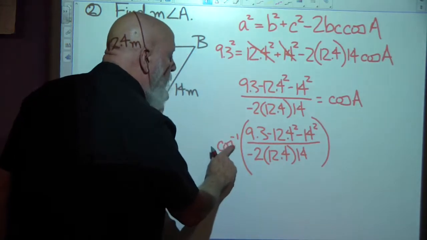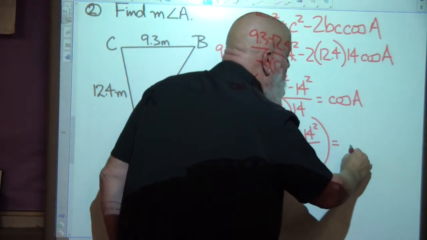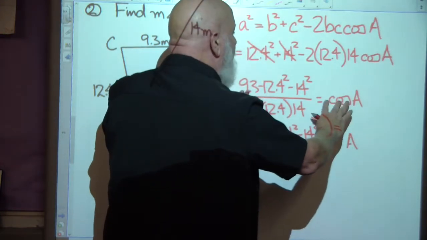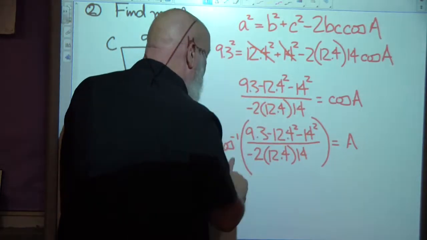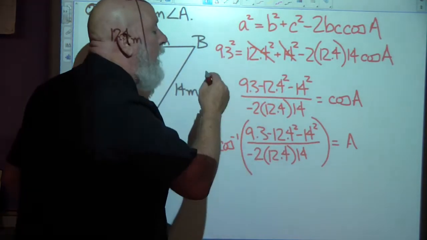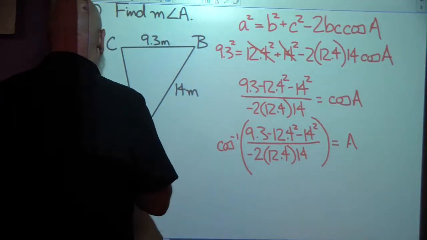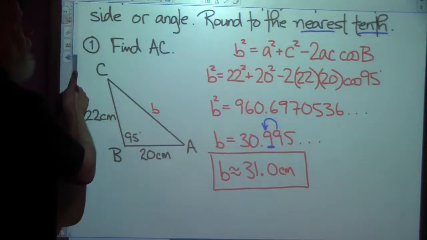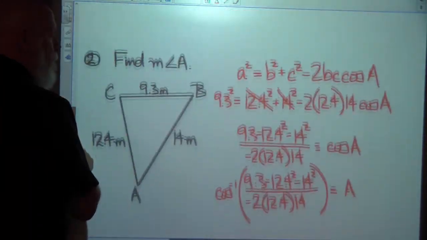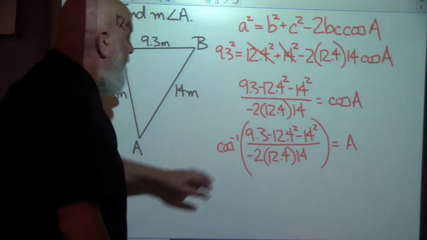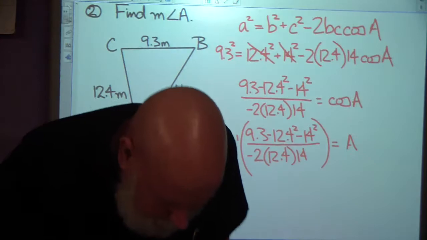I'm going to take the inverse cosine of this mess, and that will give me A. I've taken the inverse cosine of both sides. When I took the inverse cosine of this, I got A. I take the inverse cosine of this, and whatever happens, if I haven't made a mistake, will give me the measure of angle A, which I will round to the nearest tenth because that's what my last set of instructions said to do. So here we go. This is exactly the measure of angle A, and we're going to round it and hopefully get it correct.